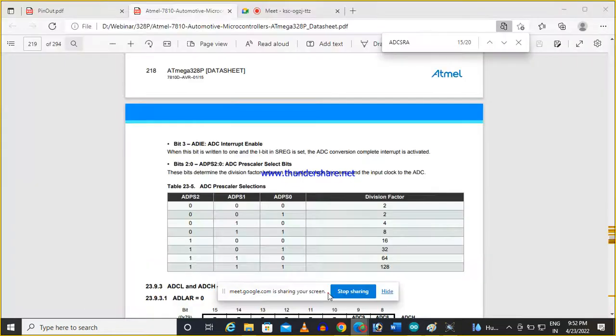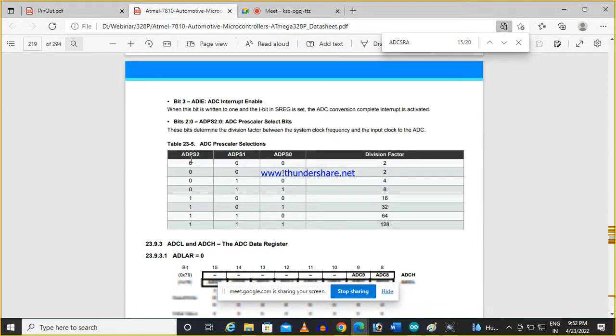So what does it mean? If you refer to this table 23.5, I have selected this. So the division factor, the prescaler factor, is 16. That means if my clock is 16 megahertz, then my actual ADC clock will come as 1 megahertz. Why so? Because I know that for the number of channels I have used, how much time it may take after all the conversion. If you read the data sheet properly, then you will also understand how much it is to be selected.